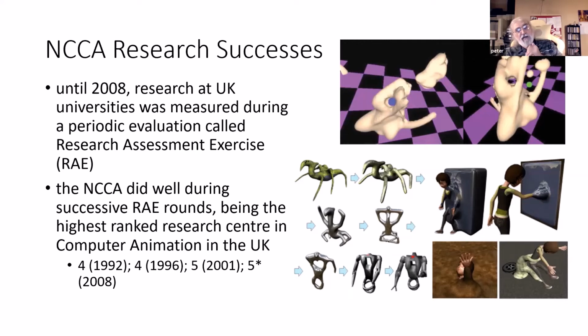In the next RAE, four years later, we entered three people, Zhang, John, and myself, and we got a 4. Because the amount of money was multiplied by the number of people you entered, we got three times as much money. We started employing more and more researchers, and these researchers became more specialized. In the next assessment exercise, in 2001, we got a 5 star, which was the gold standard, if you want, international reputation in research. Then eventually they changed it in 2008. Our research kept progressing and getting better and better ever since.